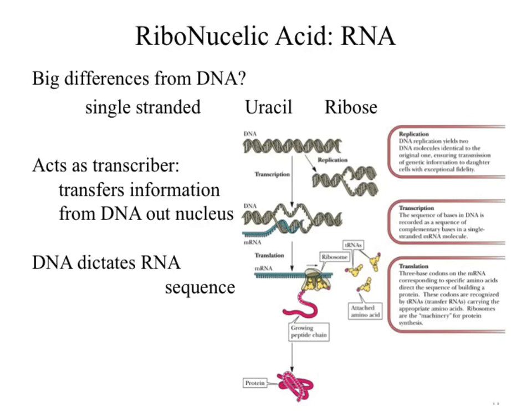So DNA is going to end up dictating the RNA sequence. So ultimately, they're just mirror images of each other, except that you're exchanging thymine for uracil. So your RNA sequence has uracil.